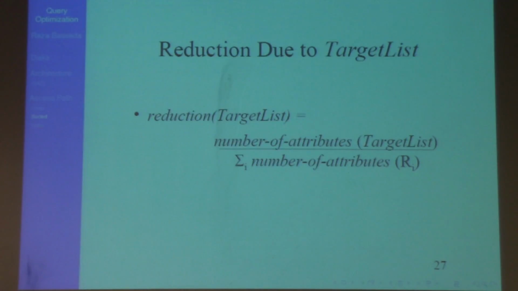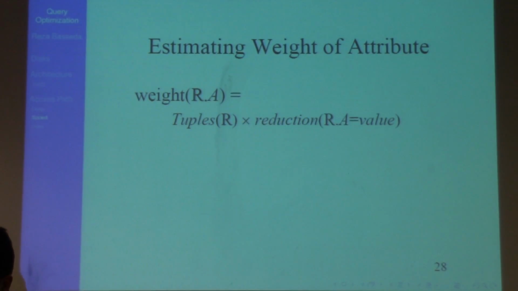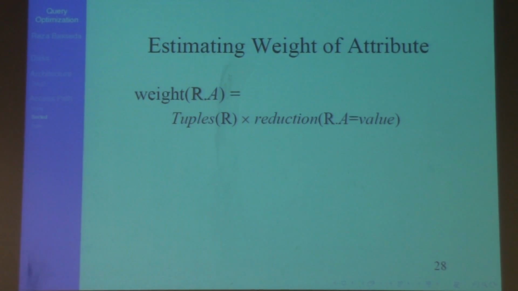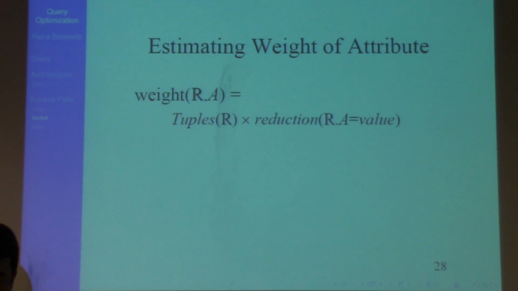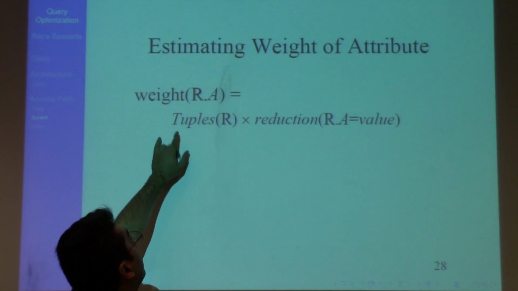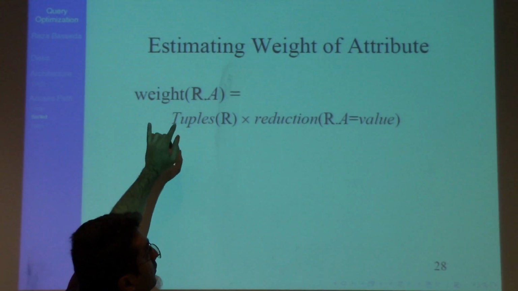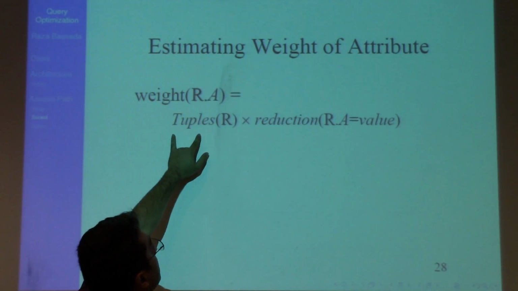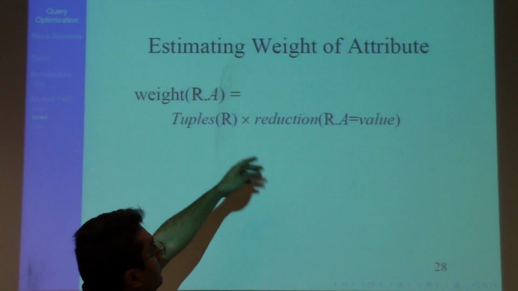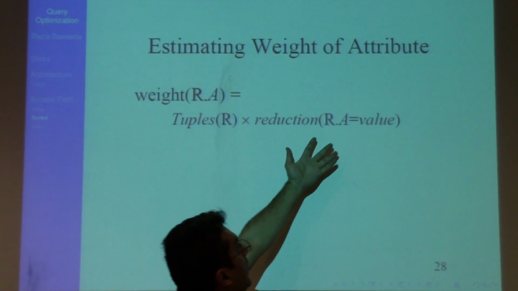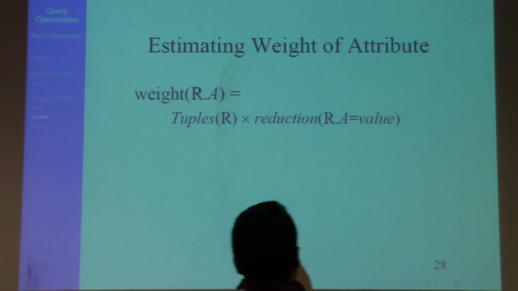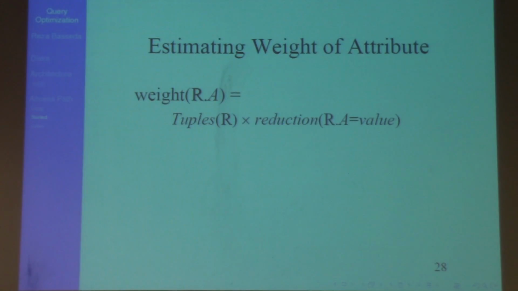So now we found the reduction of the whole thing. We can also estimate the weight of attributes. This is how the weight of attributes is estimated. For example, the weight of attribute A is the number of tuples of R multiplied by the reduction of attribute A, RA, when the value of A is some specific value.